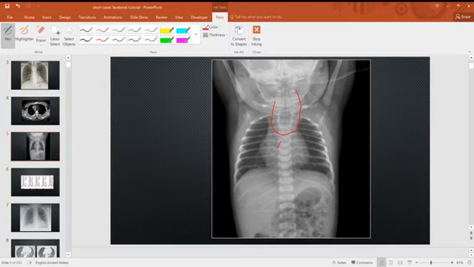Which type? Can you write in the comments what the type of this case is? What is the type here?